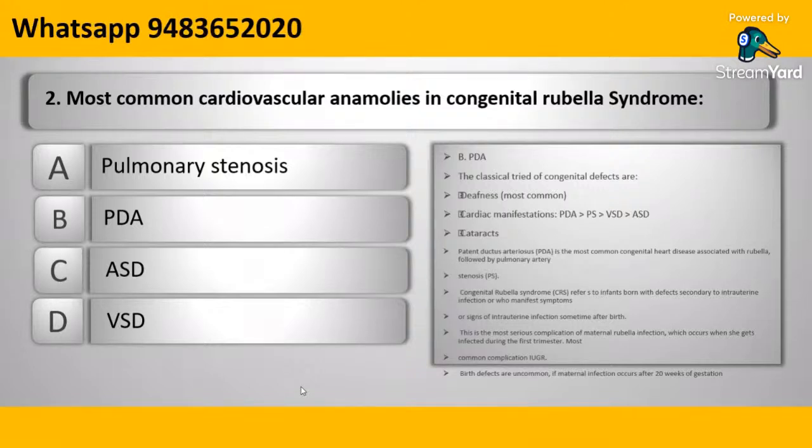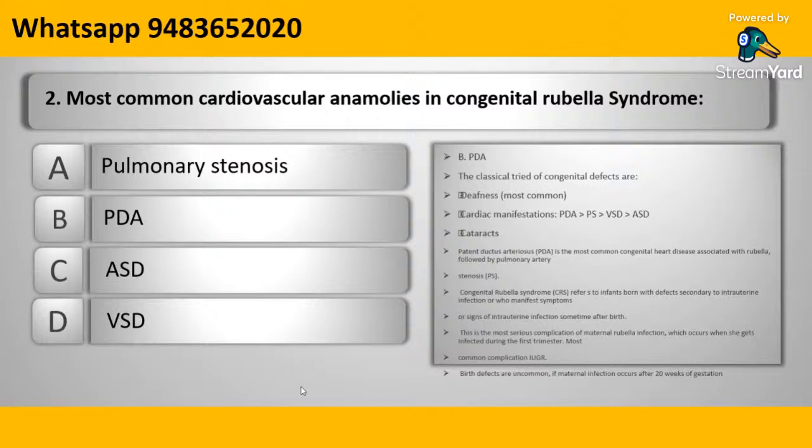The classical triad of congenital rubella defects are deafness, which is most common, cardiac anomalies, and cataracts. Among cardiac anomalies, patent ductus arteriosus is most common, followed by pulmonary stenosis, followed by VSD, followed by ASD. So the least common is ASD. Patent ductus arteriosus is the most common congenital heart disease with rubella, followed by pulmonary artery stenosis. Congenital rubella syndrome refers to infants born with defects secondary to intrauterine infection, or who manifest symptoms or signs of intrauterine infection sometimes just after birth.